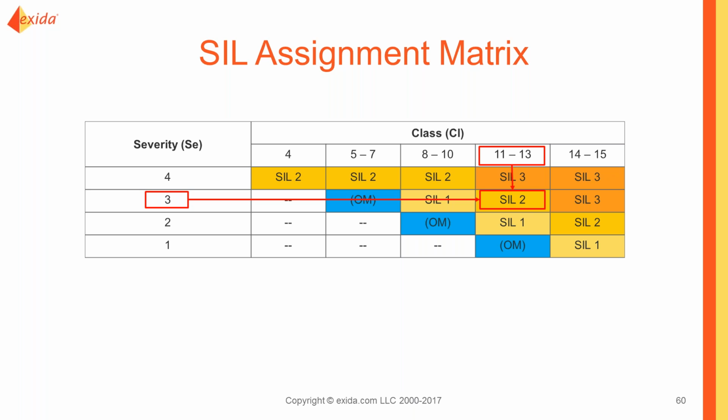and we go over here and we say, okay, severity 3, class 11 to 13, well, that would tell us it's a SIL 2. So that would be using the informative part of 62061. That would be how we target that risk scenario.